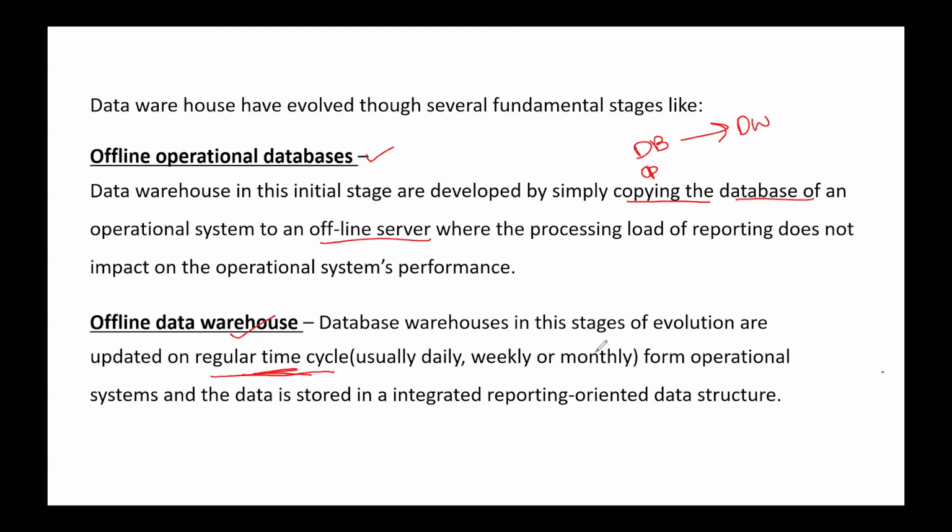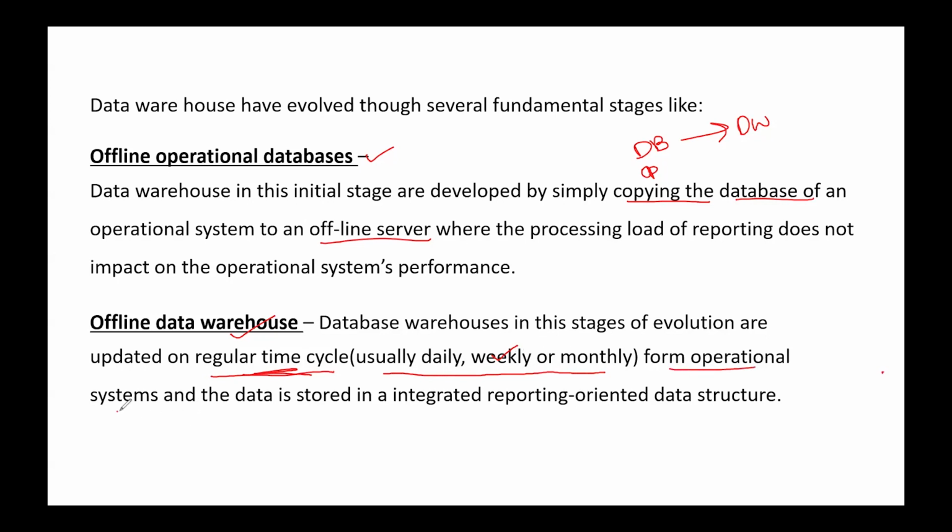So what do you mean by regular time cycle? Here it is daily, weekly, monthly, on such a particular basis. For example, if I say weekly, every week on a particular day, I'm going to take a backup and send my data to the warehouse. So which means people realized the importance of historical data.